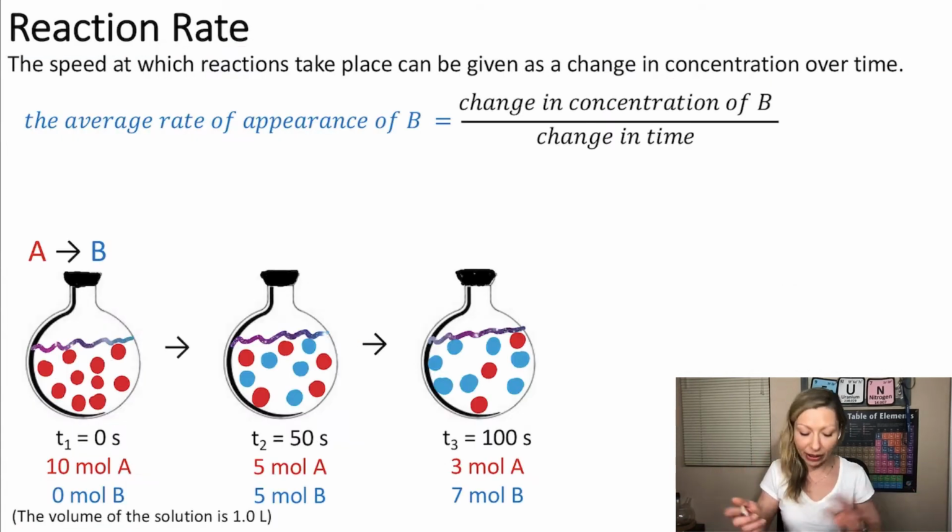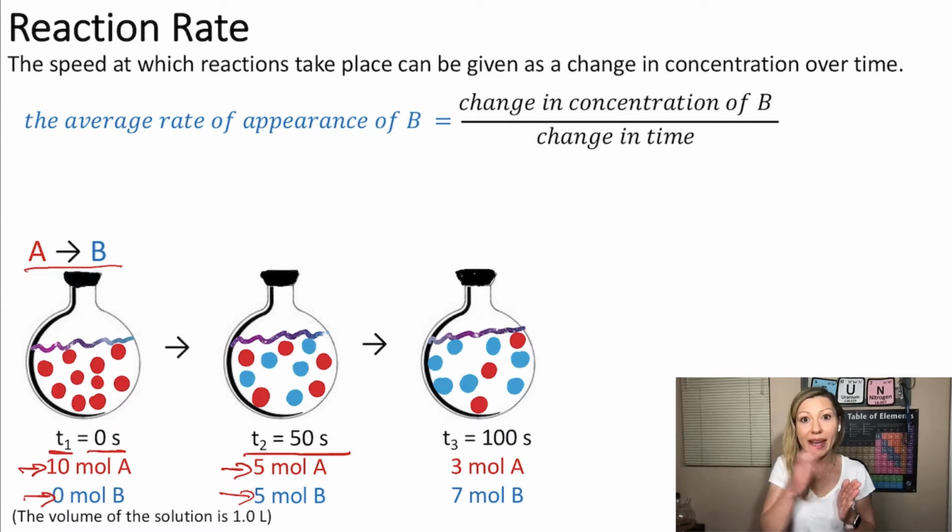Let's say that I have a reaction, reactant A forming product B. At the beginning of the reaction, where time is 0 seconds, I'm going to have 10 moles of reactant A and 0 moles of product B because it didn't form yet. Now, if I take 50 seconds and check the concentration again, I'm going to see that at this point I have 5 moles of A and 5 moles of B. So some A got consumed and some B got produced. And at a later time, I used up even more of my reactant and produced more of my product.